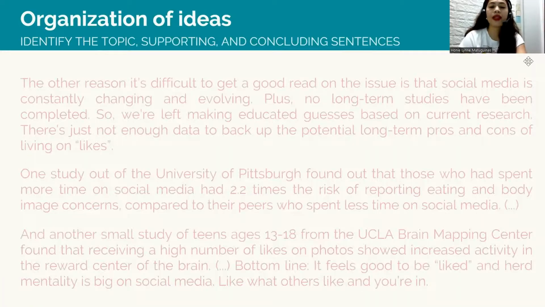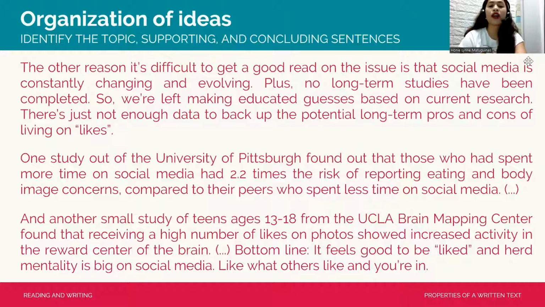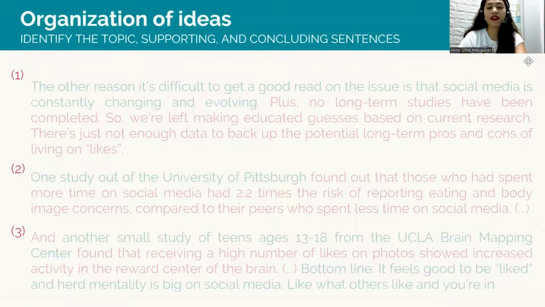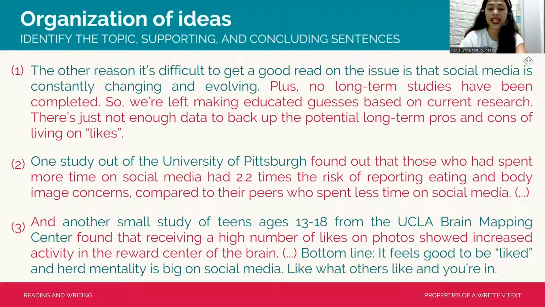In this example, let's try to identify the topic, supporting, and concluding sentences from the body of the article. The topic sentence of the body is found in the first sentence of the first paragraph. It states that there's difficulty in getting materials related to social media because its content is constantly changing.